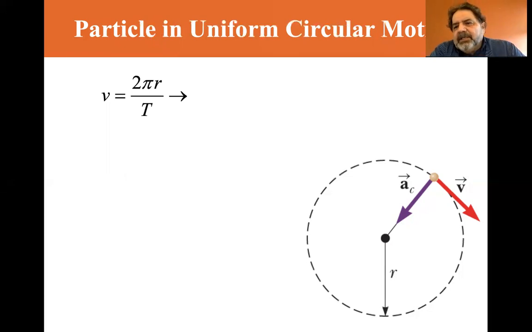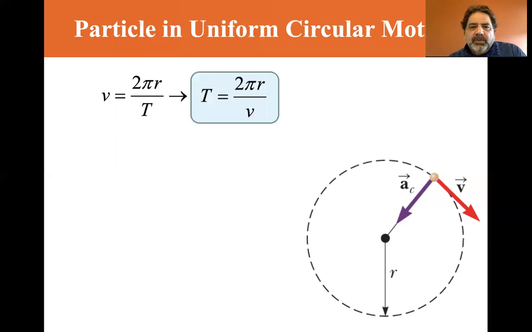And how long does it take to go around once? Well, what we call it is the period T. So the time it takes to go around the circle once is T. So the distance it travels is 2 pi r, one circumference, divided by the time it takes. That gives you the magnitude of the velocity, 2 pi r divided by T. So T is called the period.